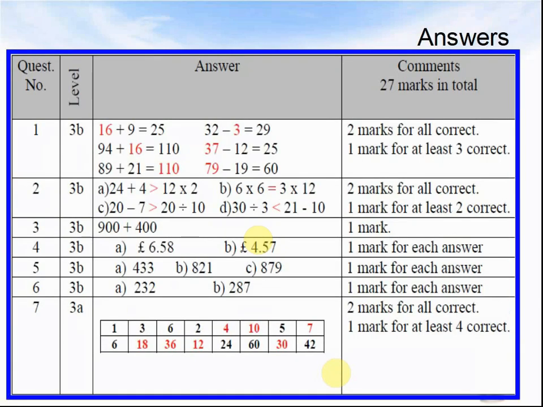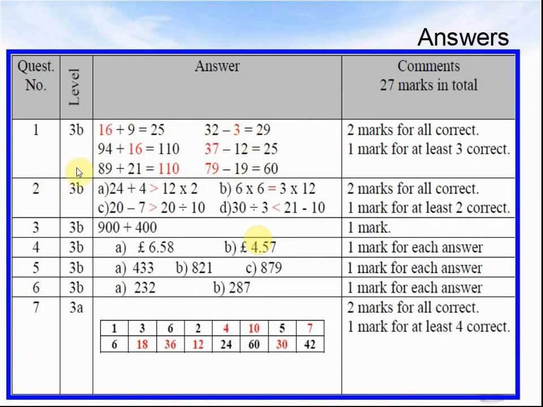Here are the answers. Question 1. 16 plus 9 equals 25. 94 plus 16 equals 110. 89 plus 21 equals 110. 32 take away 3 equals 29. 37 take away 12 equals 25. 79 minus 19 equals 60.